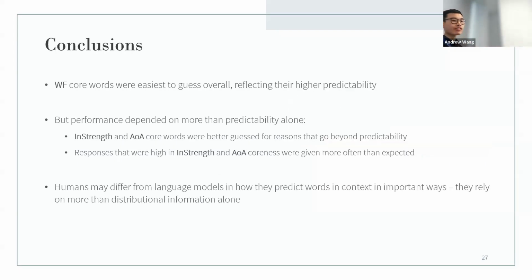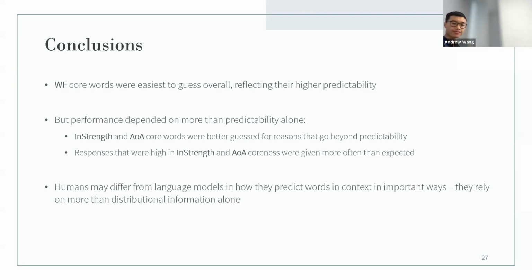So in summary, then, word frequency-based core words were more useful in this word prediction task. They were easier to guess, but that was mainly, as far as we can ascertain, because of their predictability distributions, because of their high predictability. But what we found is that performance in this word prediction task depended on more than just predictability alone. So the in-strength and AOA target words were better guessed for reasons that go beyond their predictability, and responses that were higher in terms of in-strength and AOA core-ness were also given more often than expected compared to the language model predictability. And so this might all suggest that humans differ from language models in how they predict words in context in important ways, and that they may rely on more than just distributional information alone.